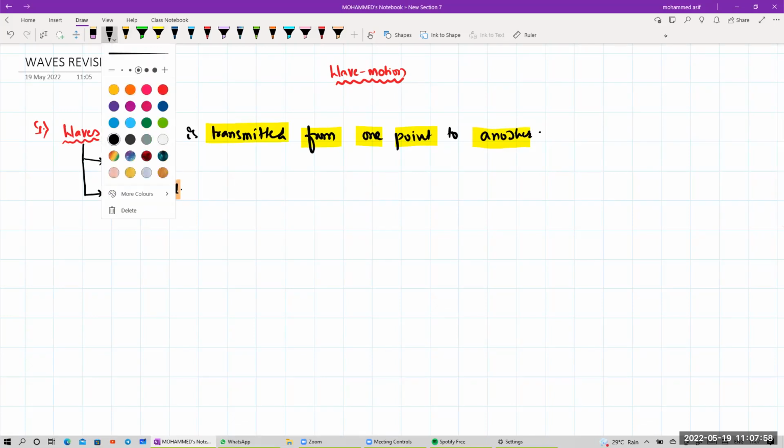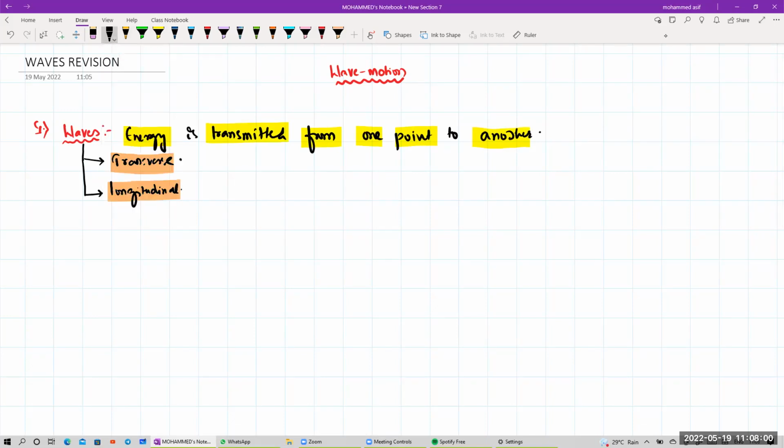Now, if I'm talking about the transverse wave, beta, how do you define a transverse wave? A transverse wave is one in which the disturbance, whatever is created in a string, will travel in the x direction. But the particle will be moving in the direction perpendicular to the axis.